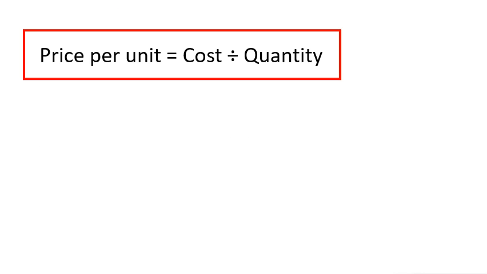This is the formula to work out the price per unit. Price per unit equals cost divided by quantity. So per unit means per one item or 1 unit of measurement. When we know this, we can then compare it to find the cheapest option. Cost just means like the price, and quantity is the amount.